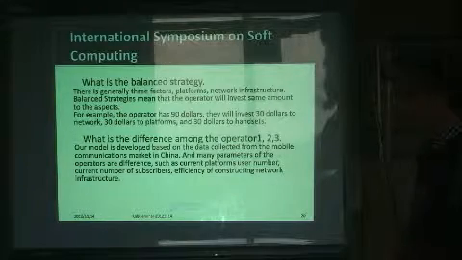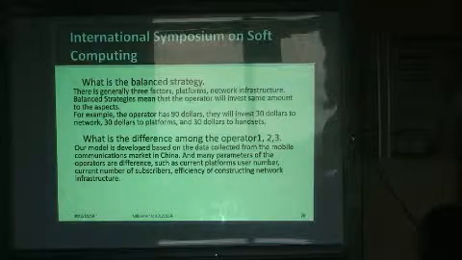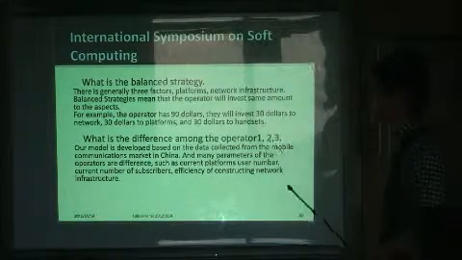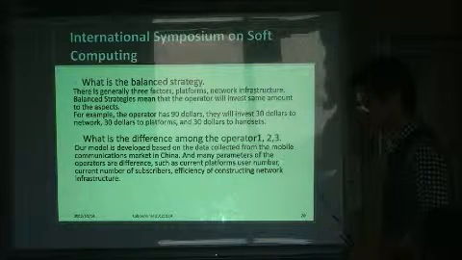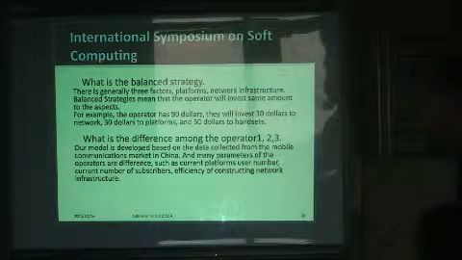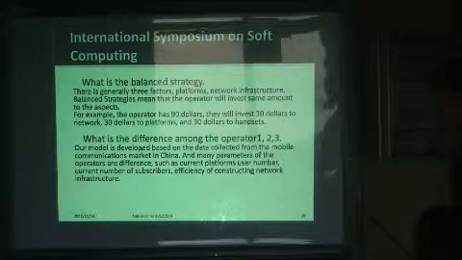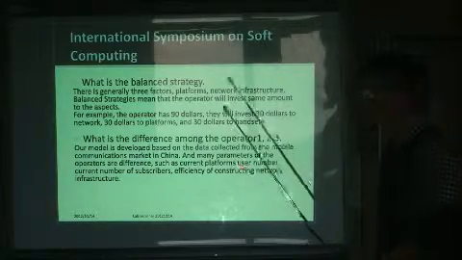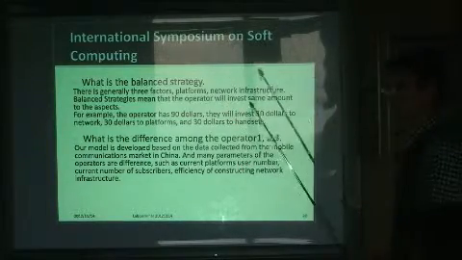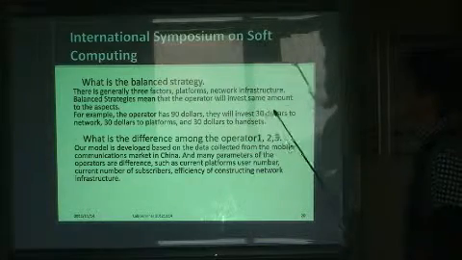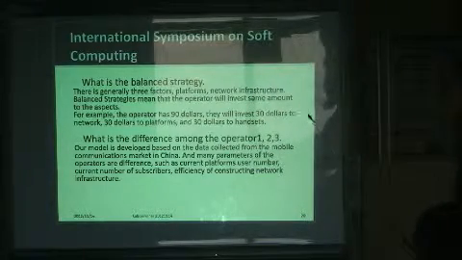And about another conference, which is the International Symposium on Software Computing. We also got two questions. The first one is: what is the balanced strategy? The balanced strategy is one of the investment strategies that we implemented in our model.